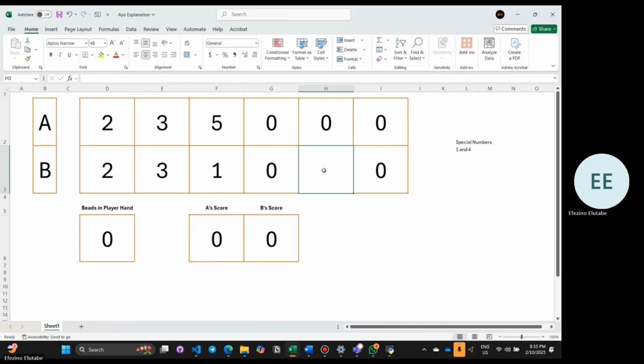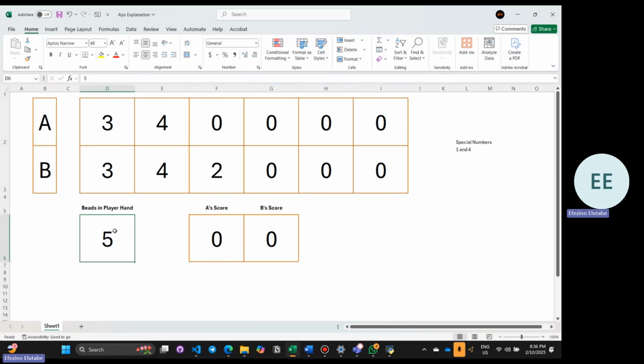The way I set this board up is also player A's turn. So player A can choose to play this 5. He collects this 5 and distributes them into the next 5 cells. 1, 2, 3, 4, 5. So this becomes 4, this becomes 3, this becomes 3, this becomes 4, and this becomes 2.